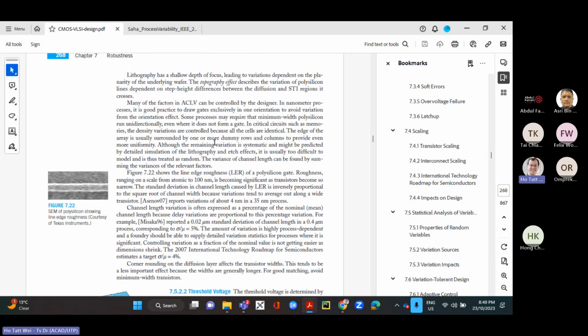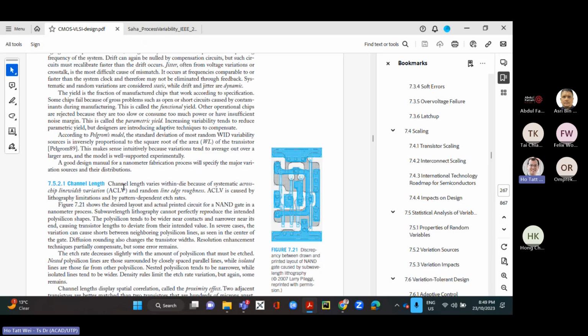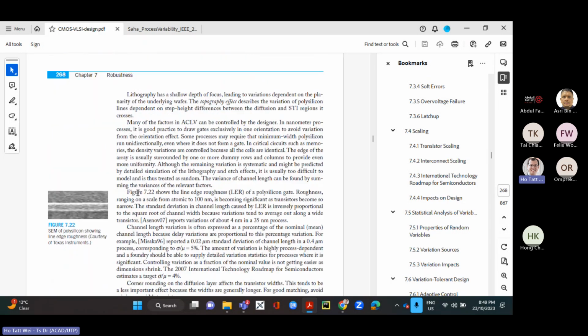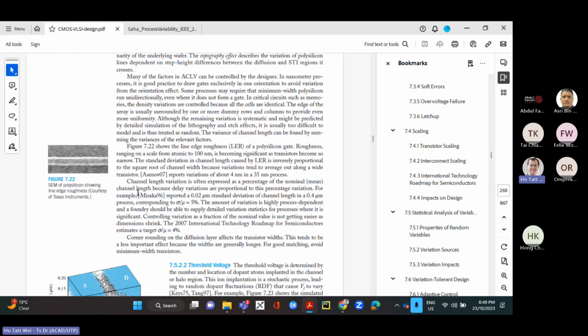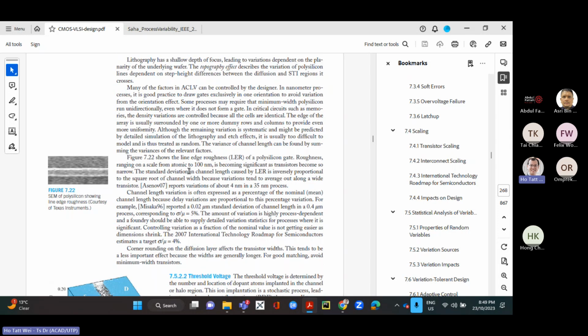Because of the patterning, the channel length is varying because of your inability to precisely control the drawing of the channel. And this is one main source of process variability that causes intra-die variability.